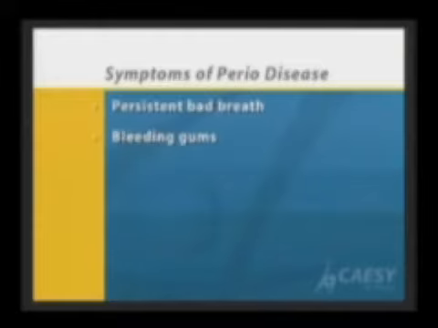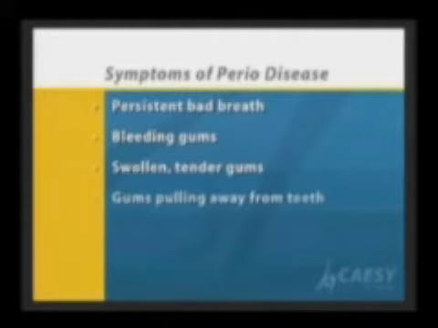Now, what are the symptoms of periodontal disease or gum disease? Now, if you have bad breath, bleeding gums, which is very common, swollen tender gums, gums pulling away from teeth, and loose teeth, of course, at the end.